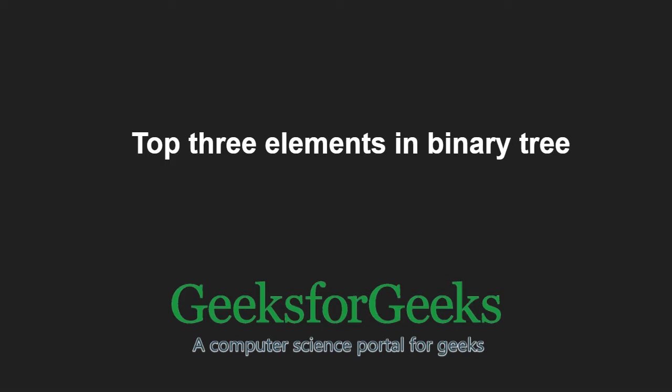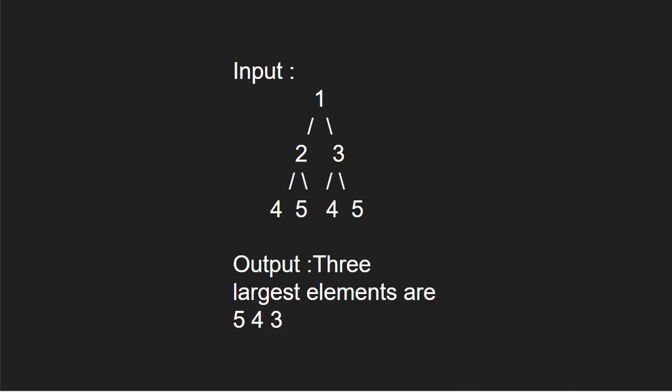In this video, we are going to understand the program which finds the largest three elements in a binary tree. First, let us take an example. We can simply take three variables first, second, third to store the first largest, second largest, third largest respectively and perform pre-order traversal, and each time we will update the elements accordingly.